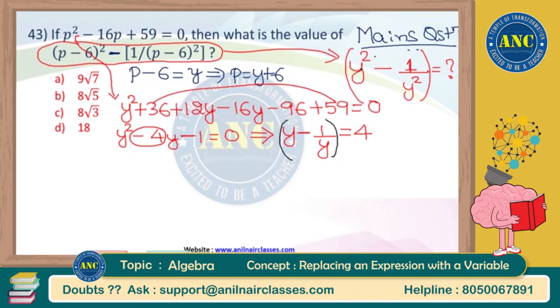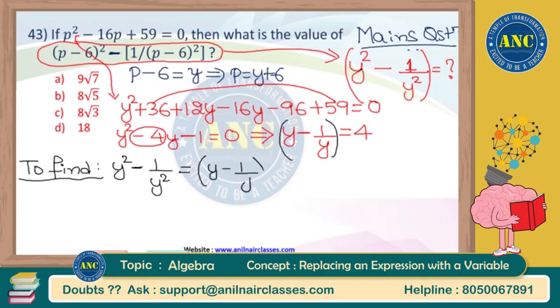Y square minus 1 by y square. Now see here, what do we need to find right now? To find y square minus 1 by y square. Y square minus 1 by y square can be seen as a square minus b square. A square minus b square is a minus b into a plus b. But we already know the value of y minus 1 by y. Just now we found out it is nothing but 4.